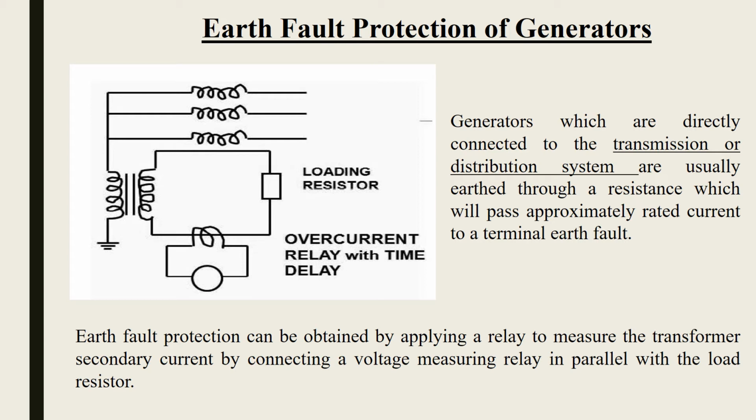Earth fault protection of generators. Generators which are directly connected to the transmission or distribution system are generally equipped with an earth fault relay for protection against earth faults. Earth fault protection can be obtained by a relay to measure the transformer secondary current by connecting a voltage measuring relay in parallel with the resistor.